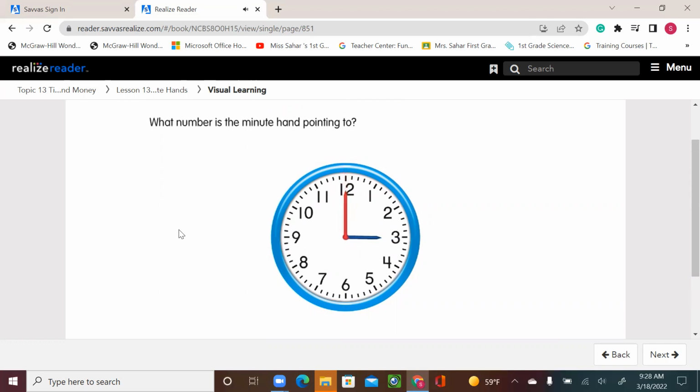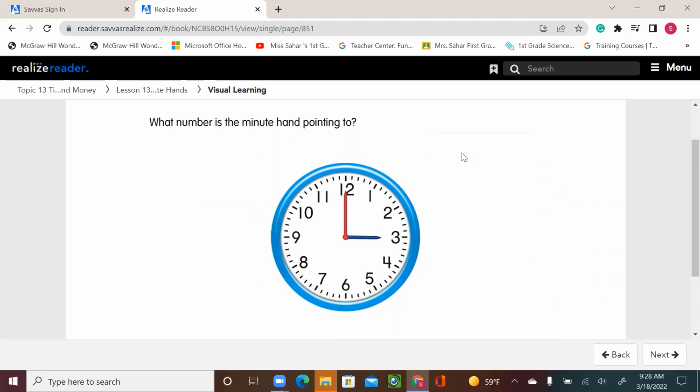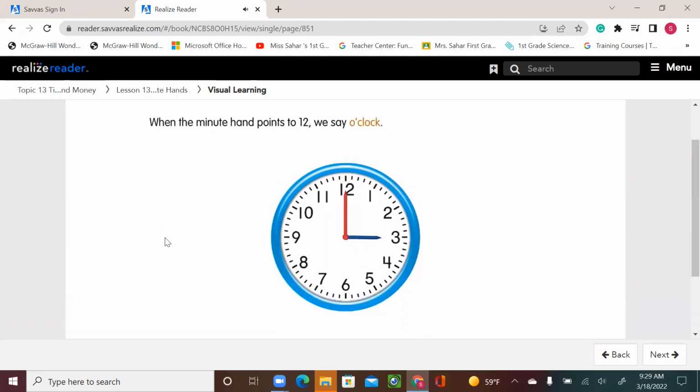What number is the minute hand pointing to? Select your answer. I know that the long hand is the minute hand, and I can tell that it's pointing to number 12. The minute hand points to the 12. Do you know the special word to use when the minute hand points to the 12? Think about it. Yep, that means it's 3 o'clock. When the minute hand points to 12, we say o'clock.